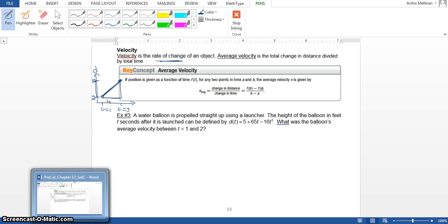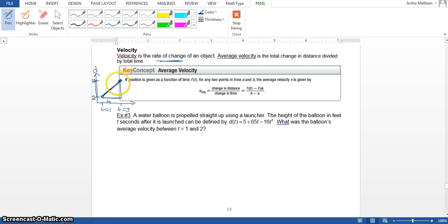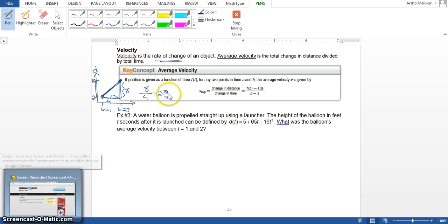And average velocity is the total distance traveled divided by the total time it took you to make that distance. So if you traveled a total distance of 8 meters and it took you 4 seconds to do that, then 8 meters over 4 seconds is 2 meters per second, and that's your speed. That's your velocity. So in each case, slope stands for something different.